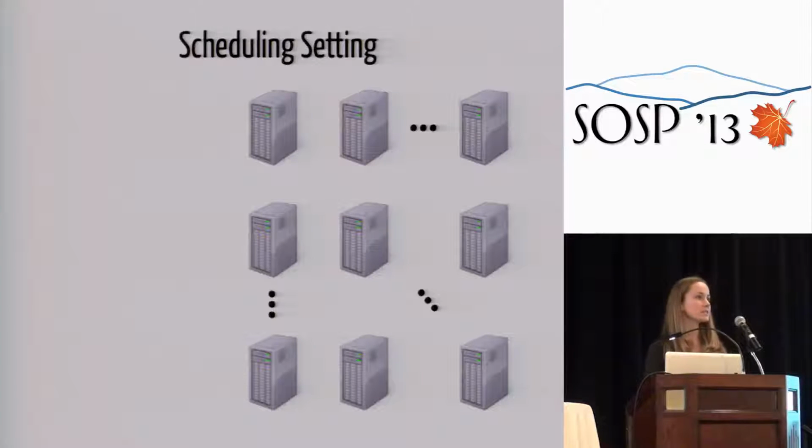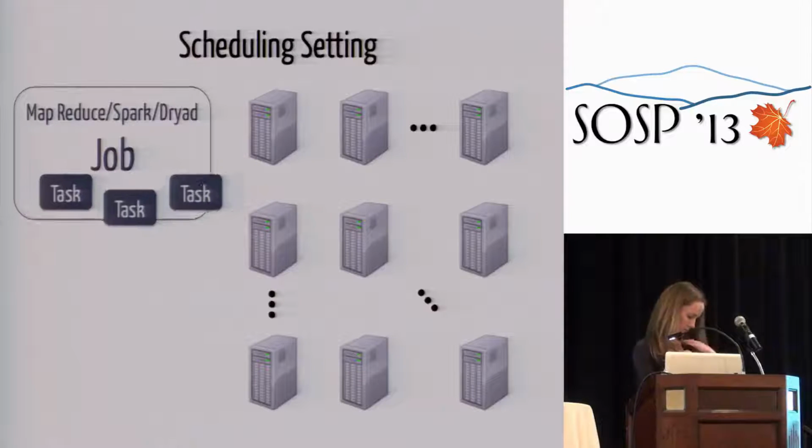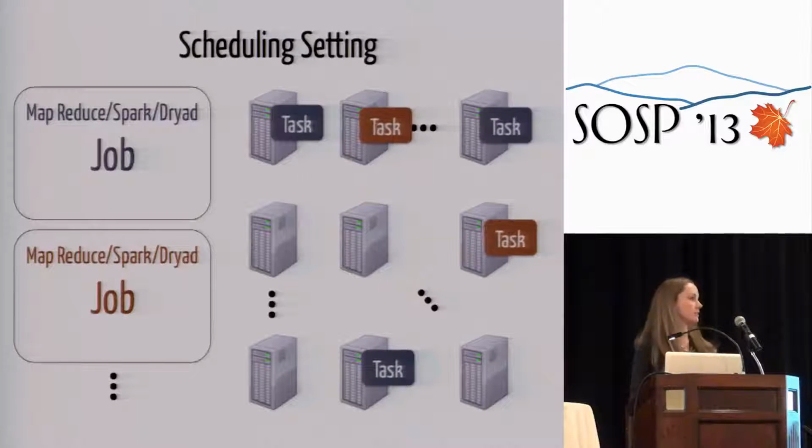In this project, we look at scheduling in large-scale compute clusters. These are clusters with anywhere from hundreds to many tens of thousands of machines. We're looking particularly at scheduling for data analytics frameworks. These are things like MapReduce, Spark, and Dryad. A typical job in one of these frameworks is composed of some number of parallel tasks, and the scheduler's job is to assign each task to one of the machines. The scheduler does this not just for one job, but for many jobs that are running concurrently.